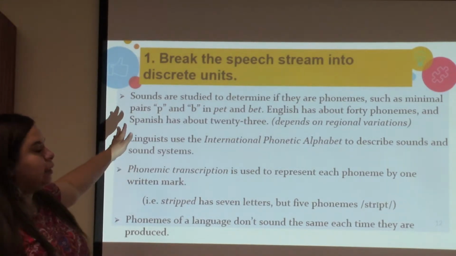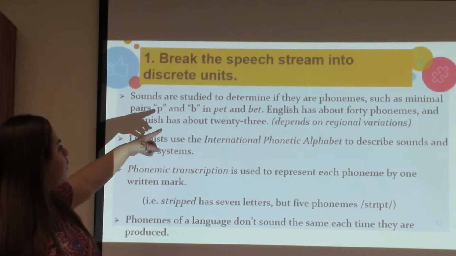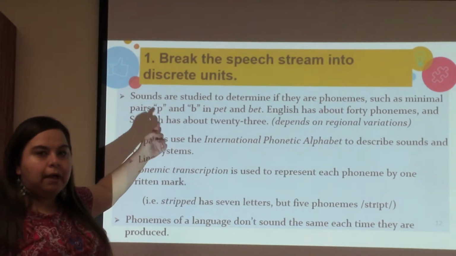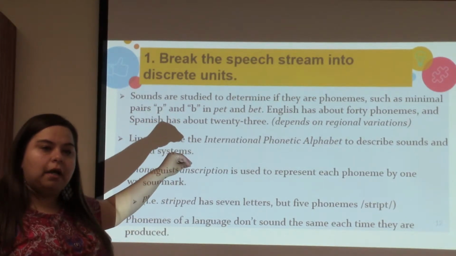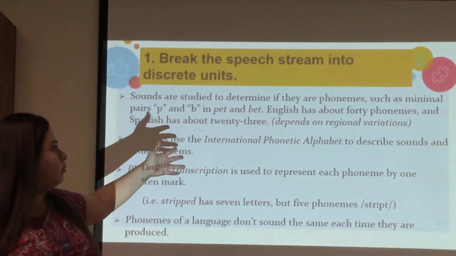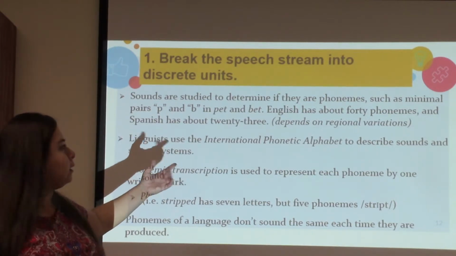This is where they have to see, do sounds have a role in meaning? For example, the minimal pairs p and b, like in pet and bet. If I were to change them, it does change the meaning. Pet would be, of course, our animal. Bet would be when you're making a bet with somebody.